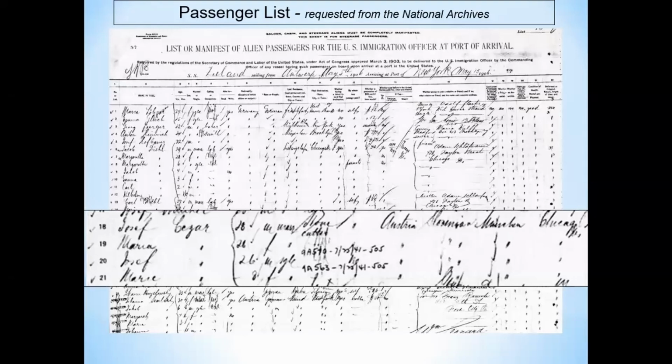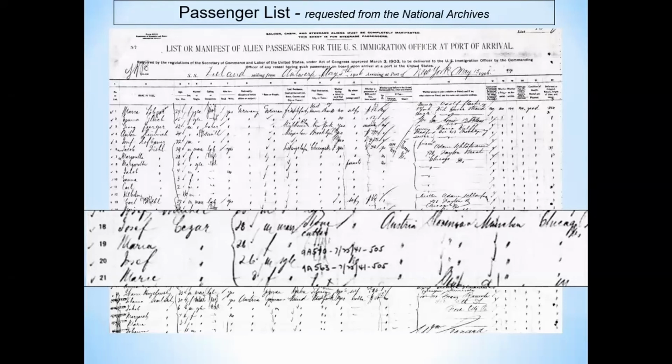Now, some of you out there are probably saying, I've been searching for the passenger list for my ancestors for years, and I can't find it. Well, in my experience hearing different people tell me about their search for their ancestors' passenger list, I would say there are probably two different things that could be going on.